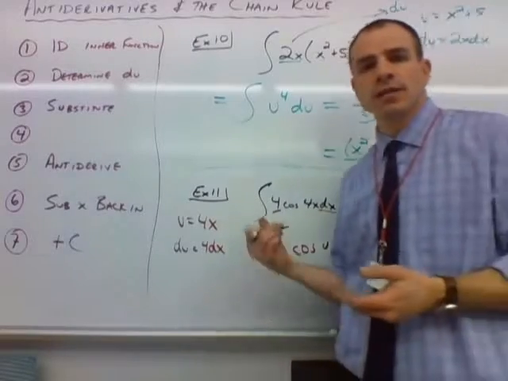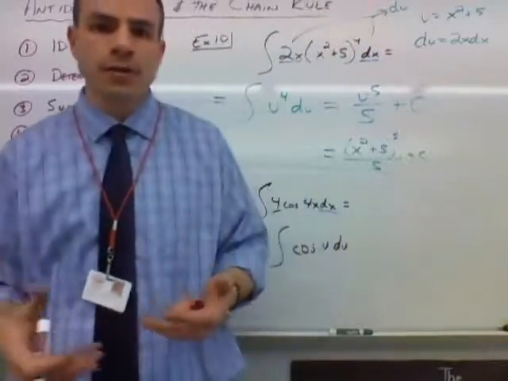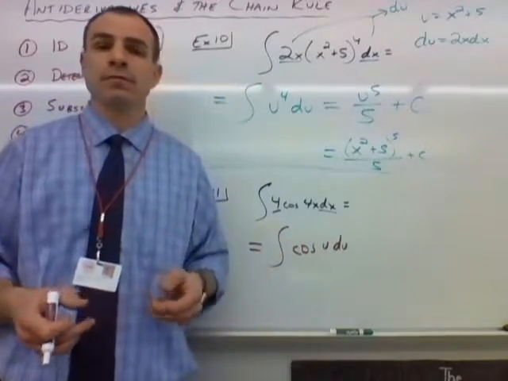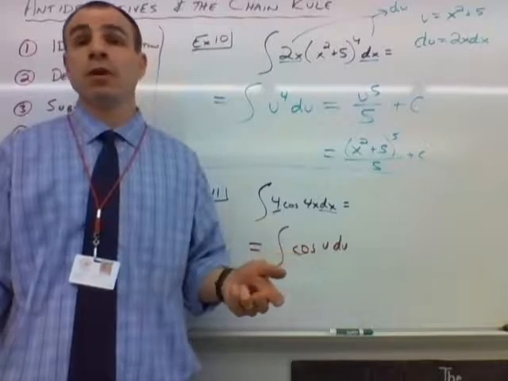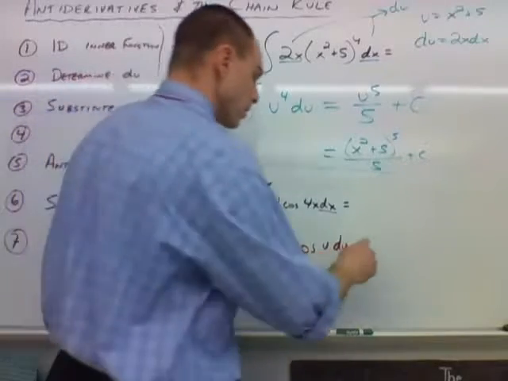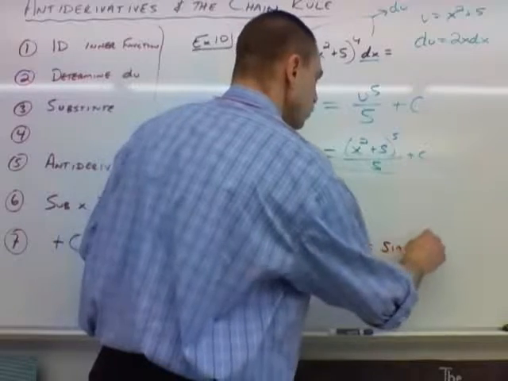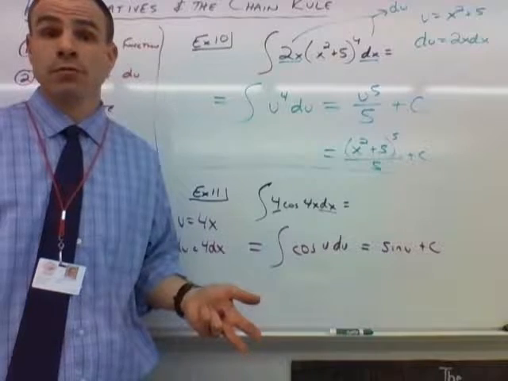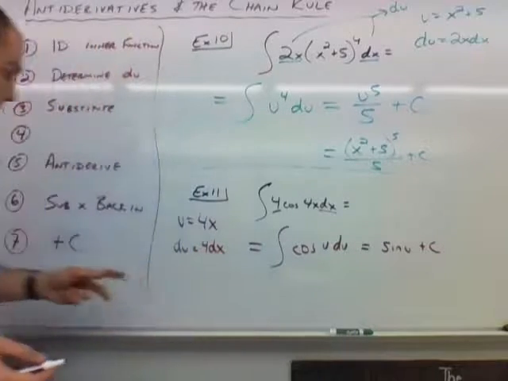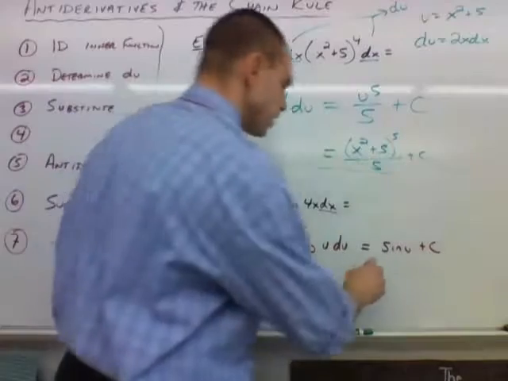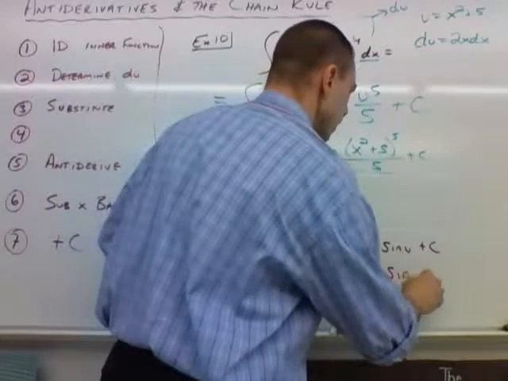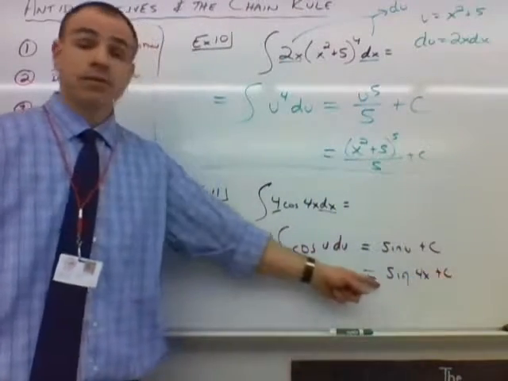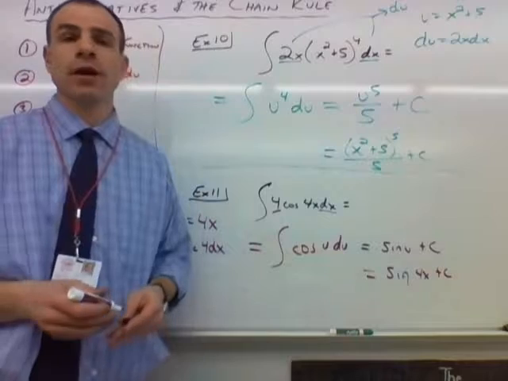So what we've done is we've taken this messy inner function, cosine 4x, and we've just rewritten it. So now it's a nice, easy antiderivative. The antiderivative of cosine u will be sine u. So we're going to have the sine of u plus c. But we don't want our answer in terms of u. We want it in terms of x. That's one of our steps. So we're going to change this back. We have the sine of 4x plus c. And again, if you derive this, you'll get 4 cosine 4x using the chain rule.